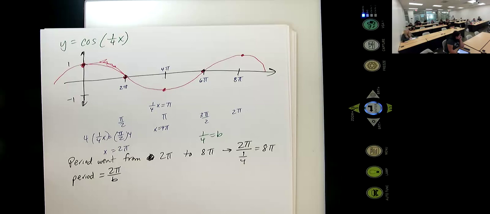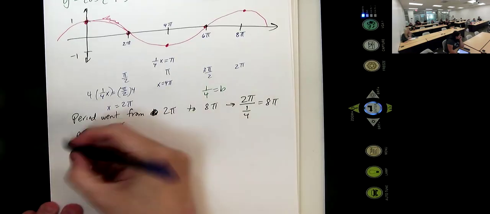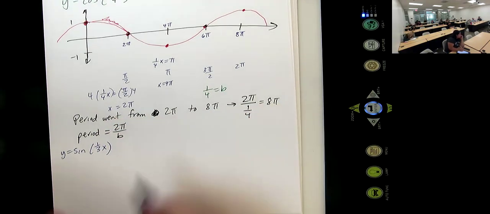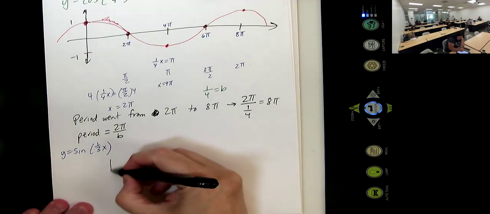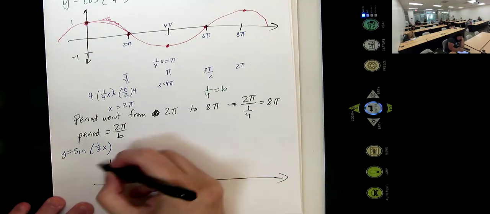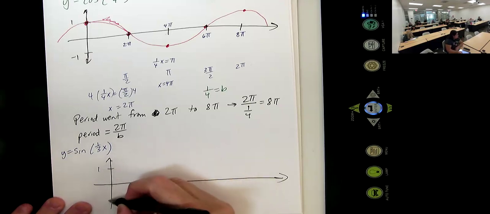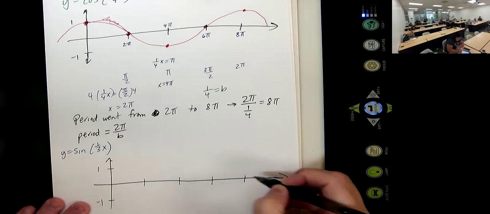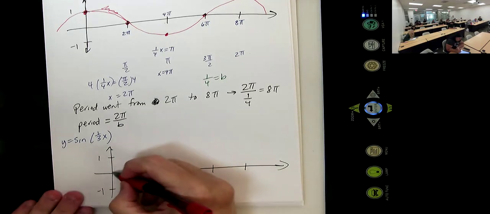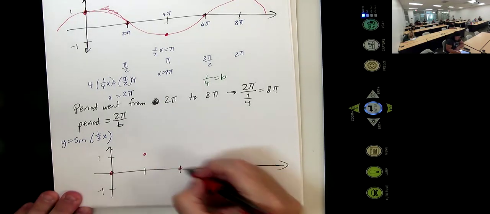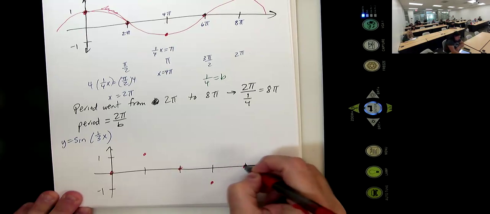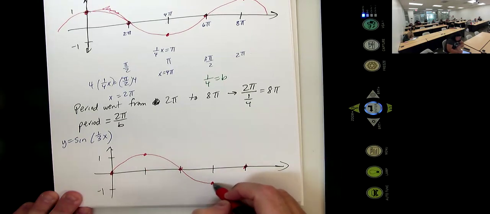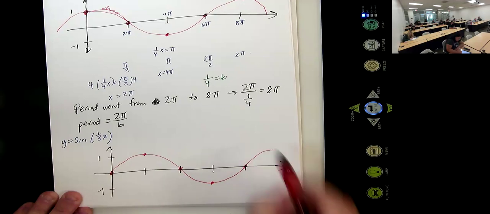So how can we use that? Let's do y equals sine of 1/3 x, and take advantage of that property. We know what the sine wave looks like. Just need to fill in the x-axis.